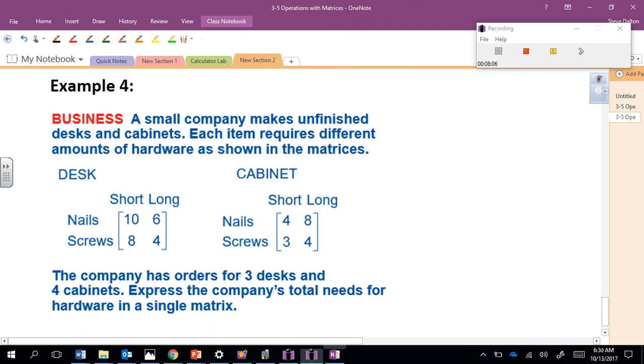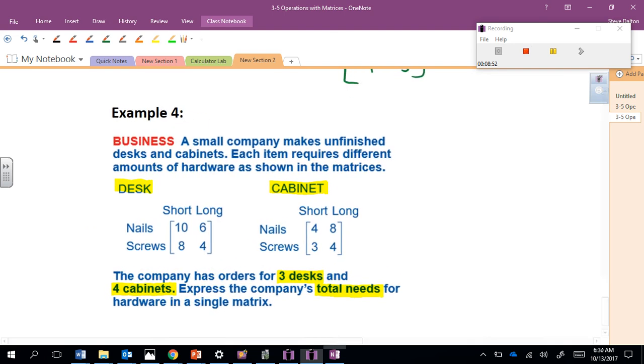Alright, we're on to our last example, example 4 here. For example 4, we're looking at 2 different matrices in terms of a word problem, and it says, a small business company makes unfinished desks and cabinets. Each item requires a different amount of hardware as shown in the matrices. We have one for desks and a matrix for cabinets. It goes on to say that the company has ordered 3 desks and 4 cabinets. They want us to express the company's total needs in terms of a single matrix.